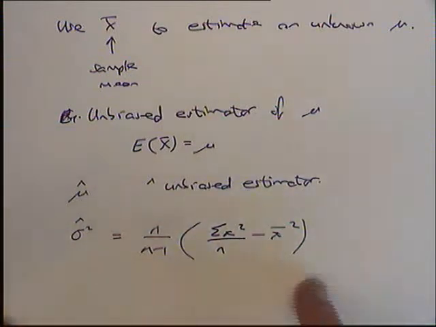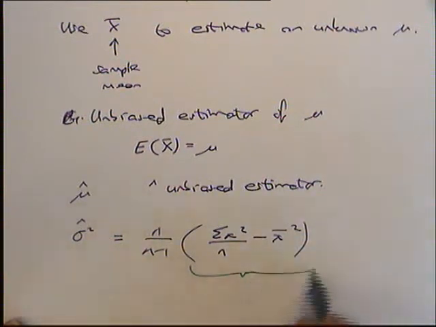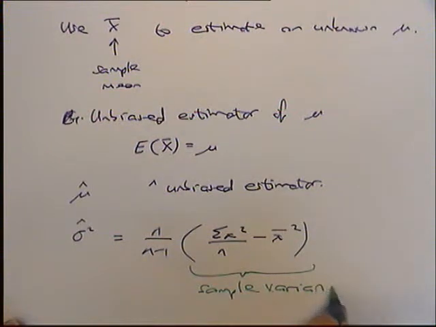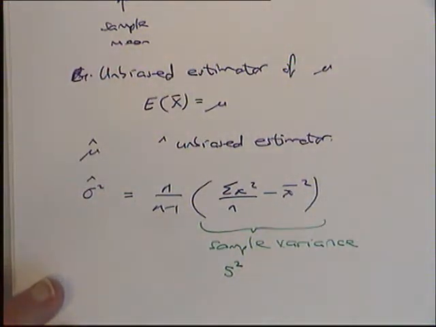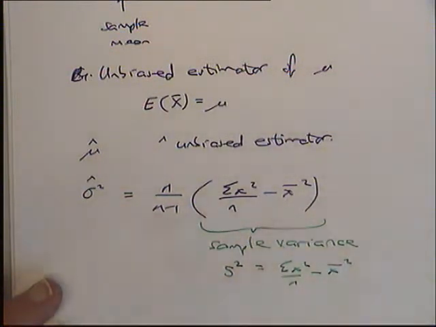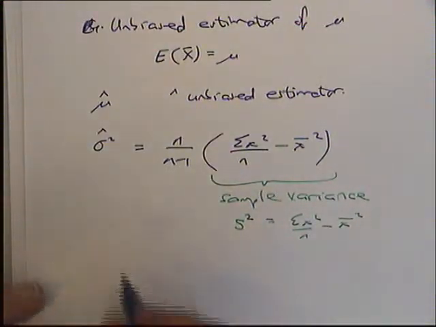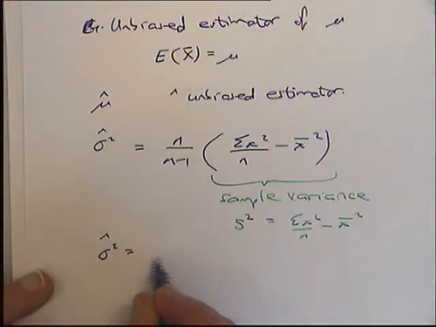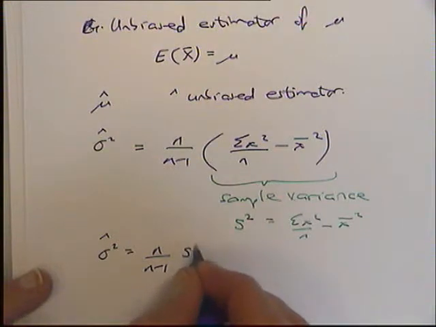Well, what's this over here? Sample variance? Yeah, that is a sample variance. And the sample variance I'm going to denote as S squared. So the sample variance is equal to that. So that's saying that an unbiased estimator for the variance is n over n minus 1 times S squared. It's like a little fiddle factor.